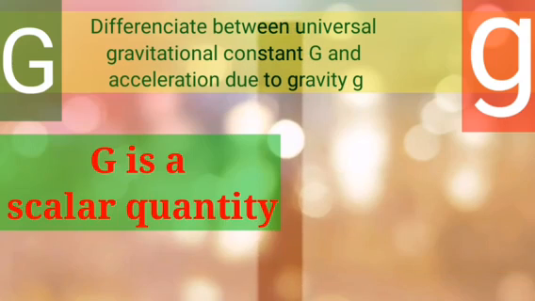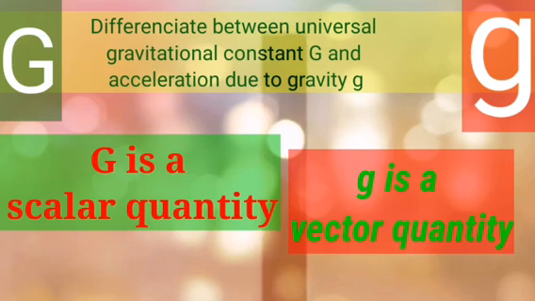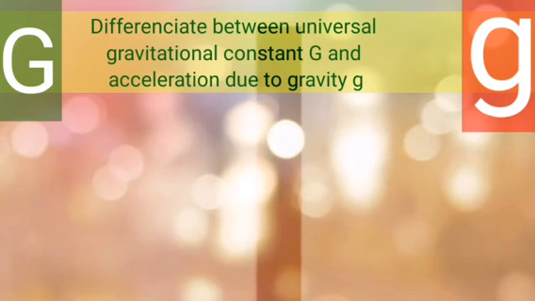Another difference between these two is that the universal gravitational constant is a scalar quantity. It has only magnitude but no direction. But acceleration due to gravity is a vector quantity. For instance, if you are lifting a load on Earth, you are going to be doing work against gravity, that is, against the gravitational pull of the Earth. And if the load is going to fall, it's going to fall towards the direction of gravity.